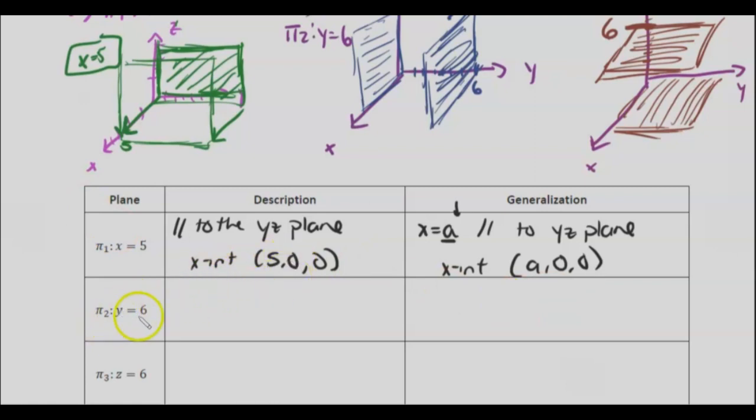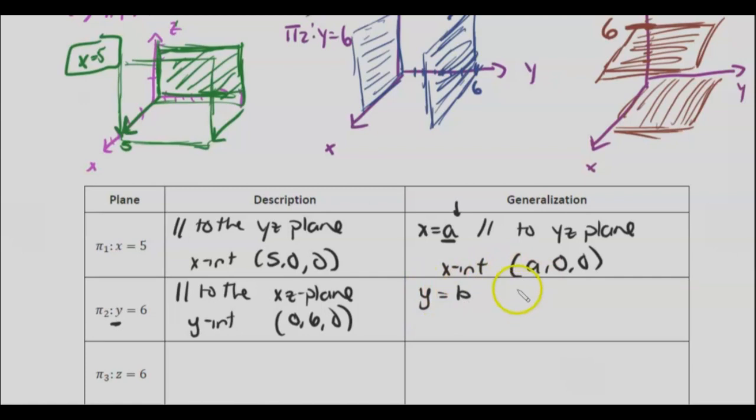Okay, for the second plane, y equals 6. This is going to be parallel to the, okay, see how we have a y here? It's like the other two letters. So the xz plane. And it's not going to be the x-intercept this time, the y-intercept is going to be 0, 6, 0. So the generalized form of this is going to be y equals some letter, let's call it b. And that's going to be parallel to the xz plane. And the y-intercept in general is going to be 0, b, 0.